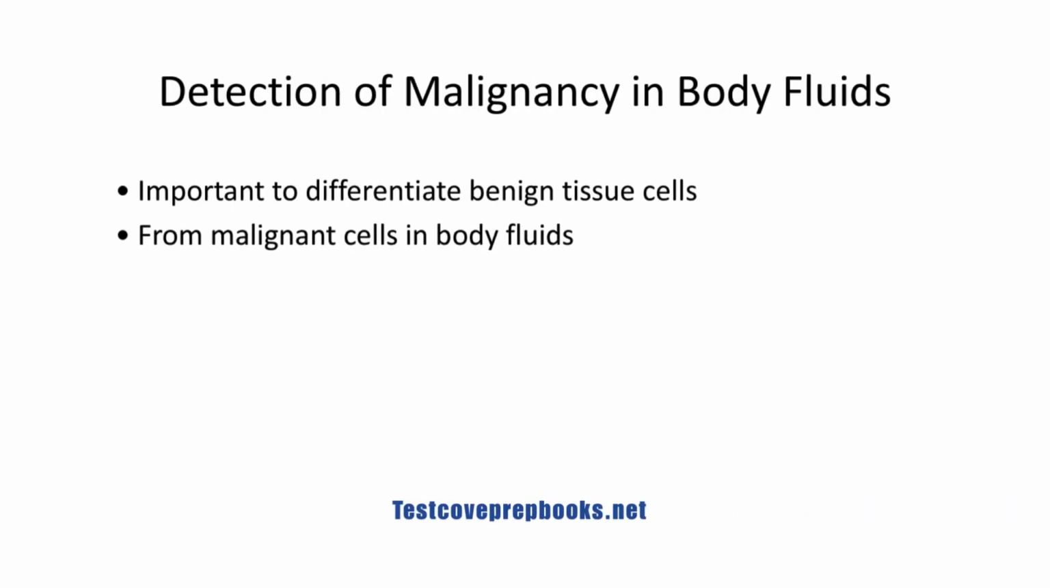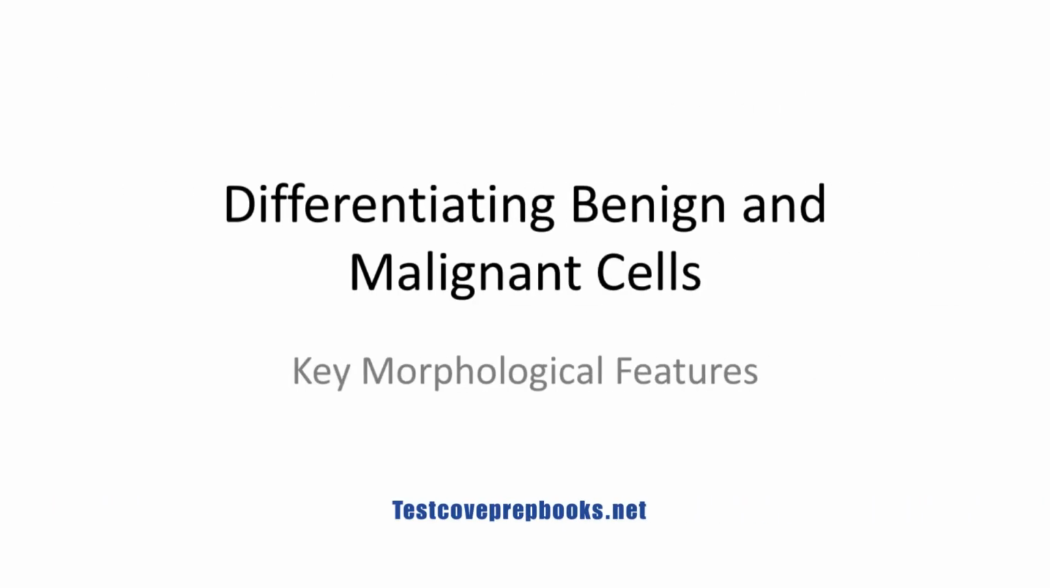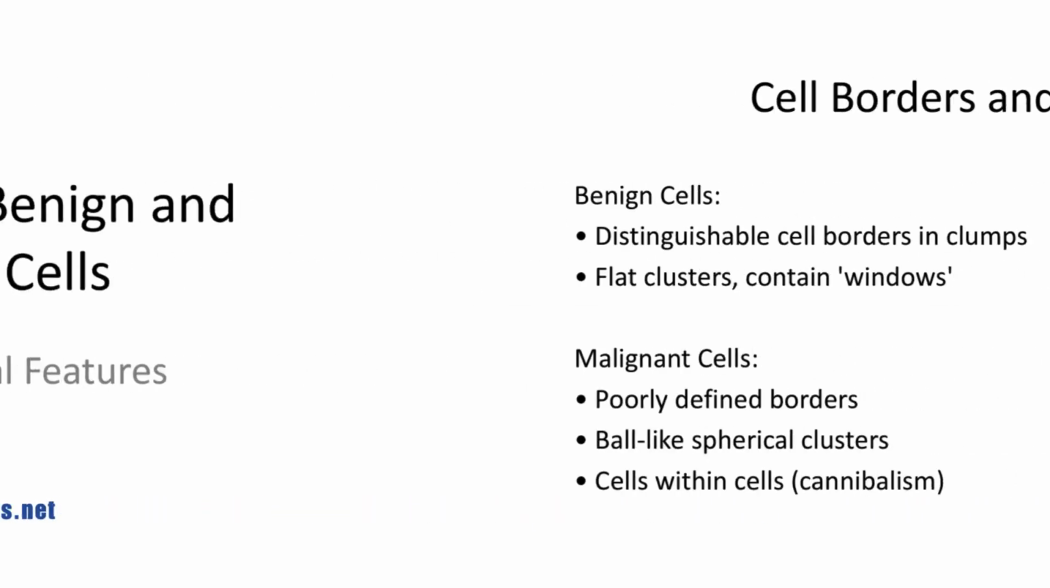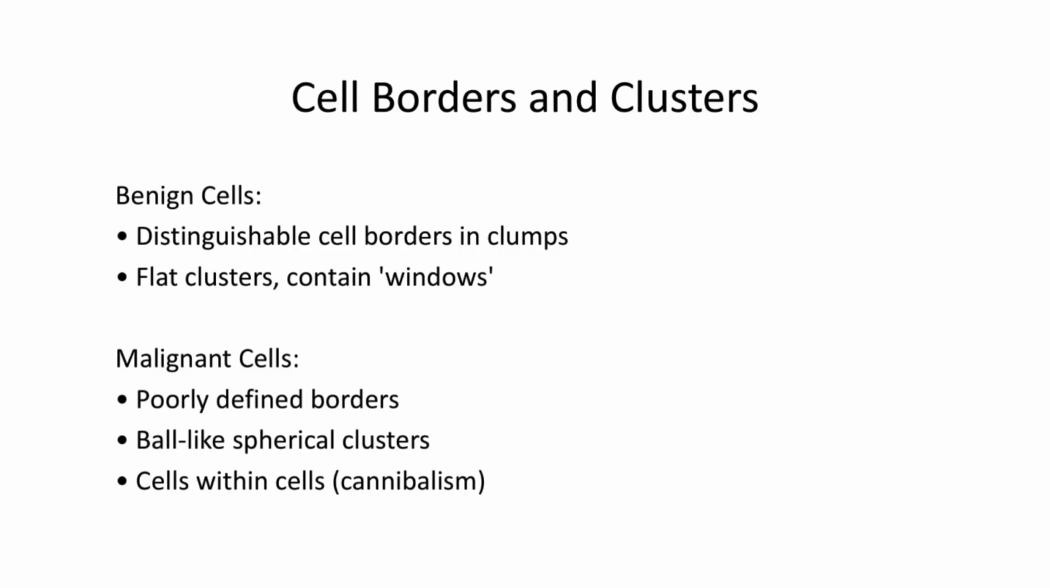In body fluid analysis, it is essential to differentiate benign tissue cells from malignant cells. This is critical for the accurate diagnosis of cancers that may present with abnormal cells in effusions. Benign cells usually have clearly distinguishable borders and tend to form flat clusters with visible windows between them. Malignant cells, on the other hand, often have poorly defined borders. They may form ball-like spherical clusters and sometimes even show cells within cells, a phenomenon known as cannibalism.